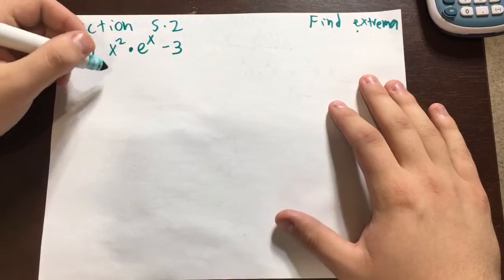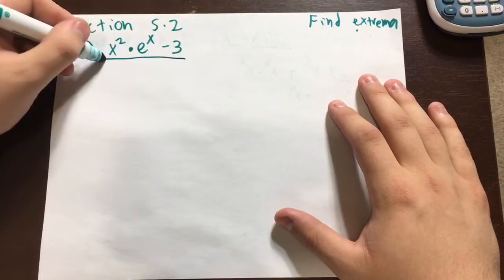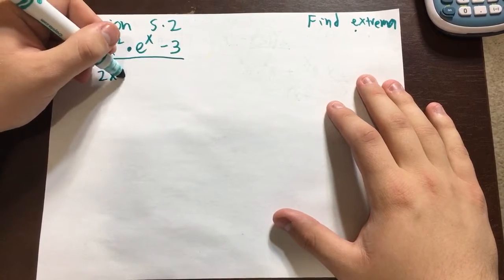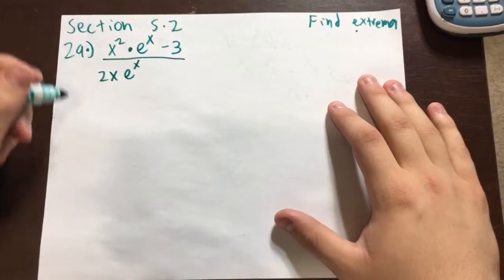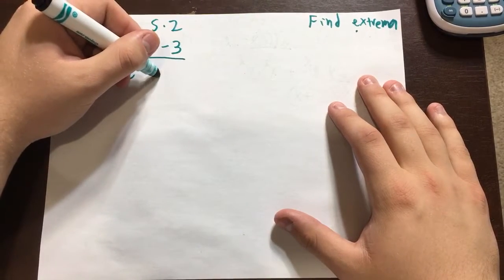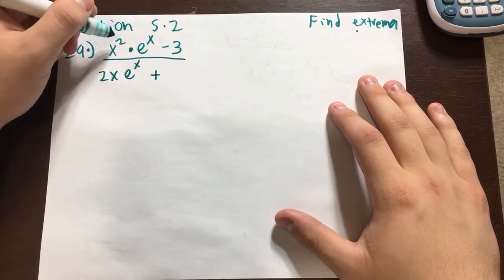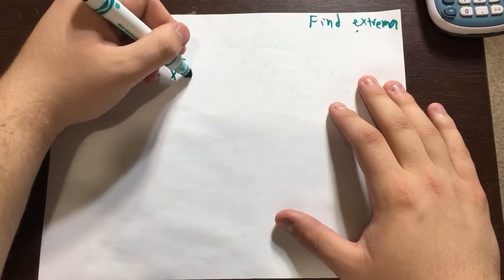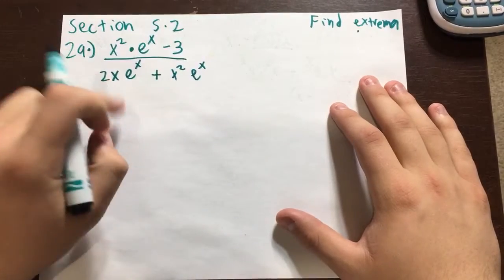So basically what you're going to do is take the derivative of this right here, the whole thing. So it's going to be 2x e to the x, that's it. That's all you got. Then we're going to have plus x squared e to the x. Now why is that?